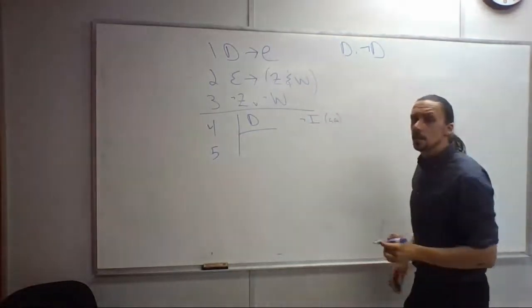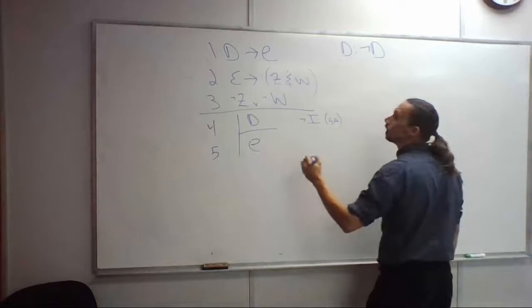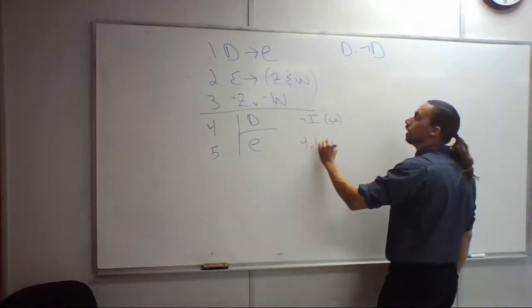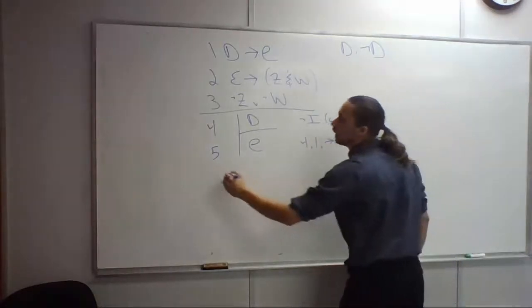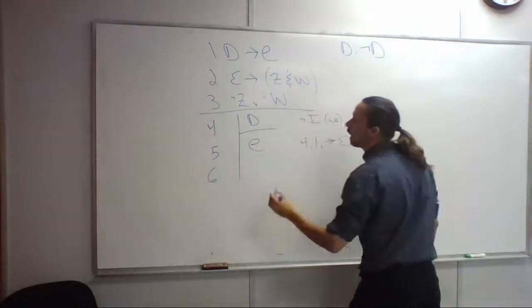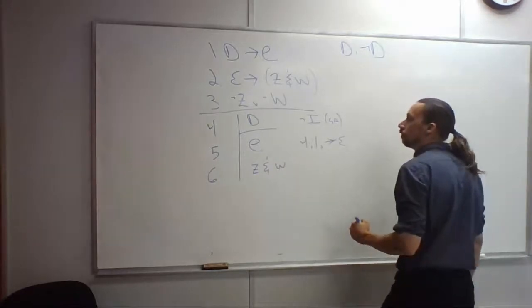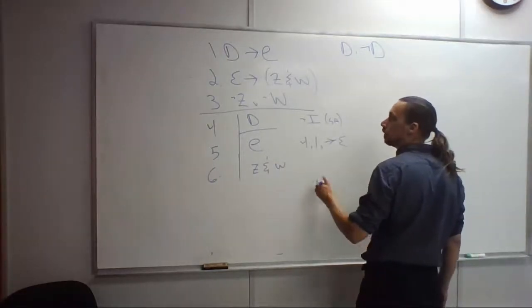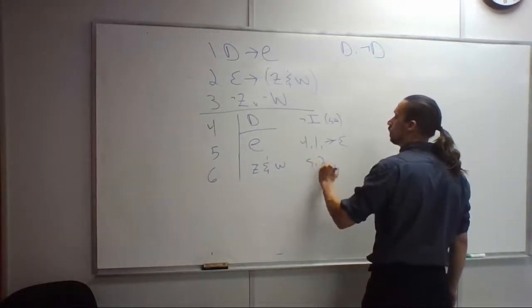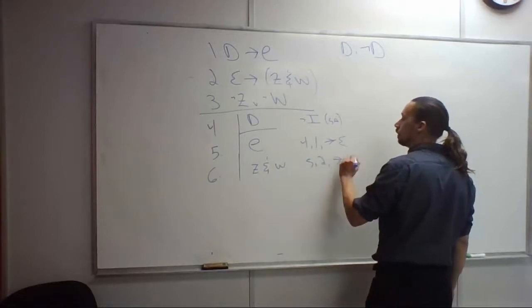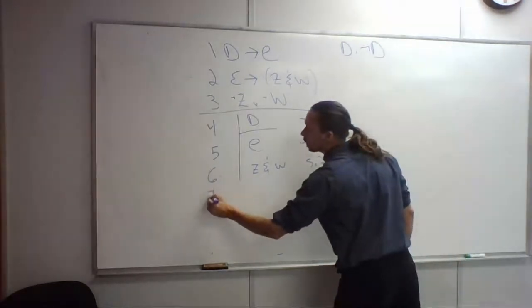So from D, we can, of course, get E, from 4, 1, conditional elimination. Then over on 6, we have both Z and W. Z and W, of course, comes from 5 and 2, another conditional elimination. So far, so good.